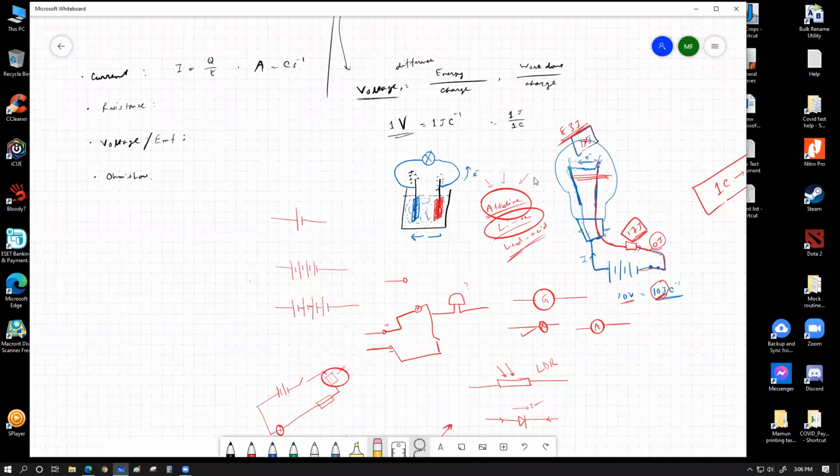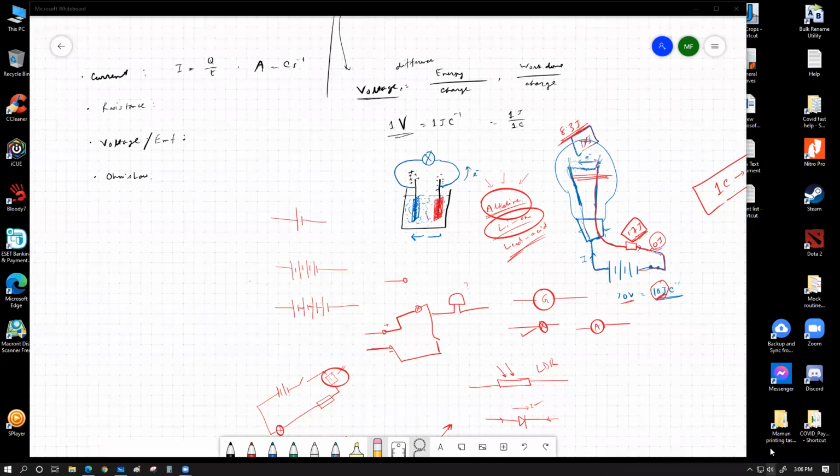So what we discussed in our last class, among other things, is that the terms EMF and voltage are practically the same by definition. They both mean energy per charge, or work done per charge. The unit is joule per coulomb, which is volt.